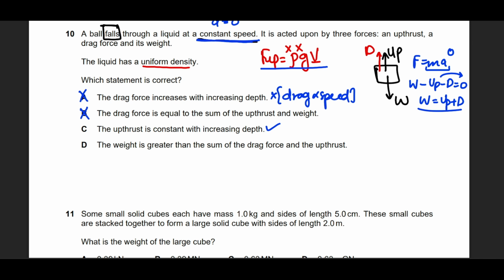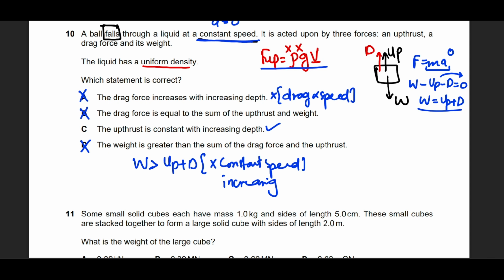The weight is greater. No, the weight can't be greater. If the weight was greater than the sum of upthrust plus drag, then it cannot move at a constant speed. It would be moving with some acceleration. He would have mentioned that the speed is still increasing, right? So it can't be greater. So this is again a violation of Newton's second law. So the best answer in this situation is option C.